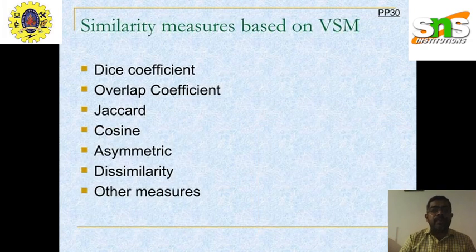And now we will see what algorithms are used for similarity measurement, based on VSM, the vector space methods. First is the dice coefficient, number 2 is the overlap coefficient, number 3 is Jaccard, number 4 is the cosine, number 5 is asymmetric, number 6 is the dissimilarity, and finally other measures. All these algorithms we will discuss in the next part of this video.